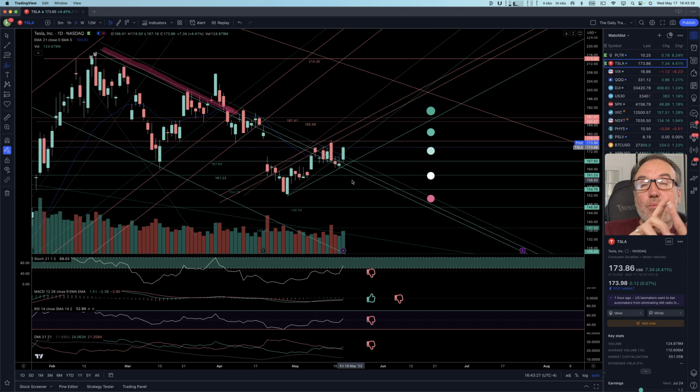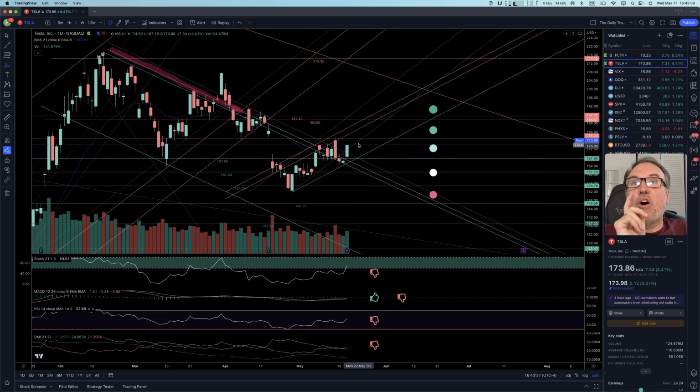We need to break a downward resistance. We need to have stochastic over 60, and we need to break a horizontal resistance. The horizontal resistance that we need to break is this one right here at 176.73. We are getting very close to it because we are at 173.86 today. We are getting very close to getting a buy signal for Tesla on the daily chart.